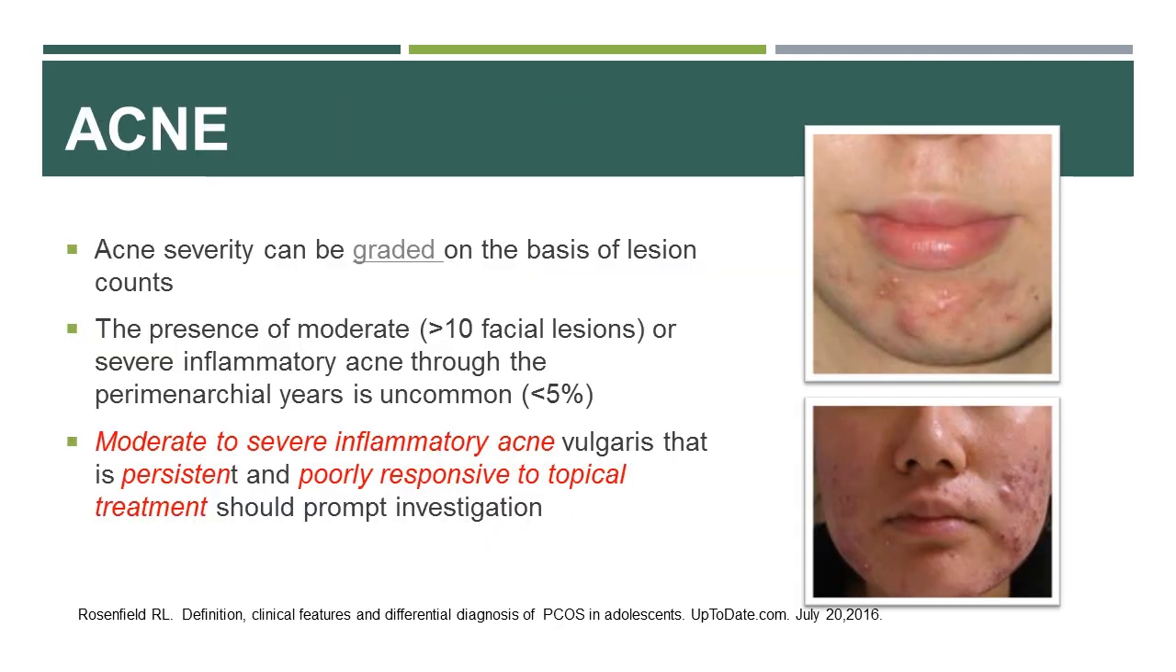The acne severity can be graded on the basis of the lesion counts. The presence of moderate or more than 10 facial lesions or severe inflammatory acne through the perimenarcheal years is uncommon. So the presence of moderate to severe inflammatory acne vulgaris that is persistent and poorly responsive to topical treatment should prompt investigation for hyperandrogenemia and PCOS.